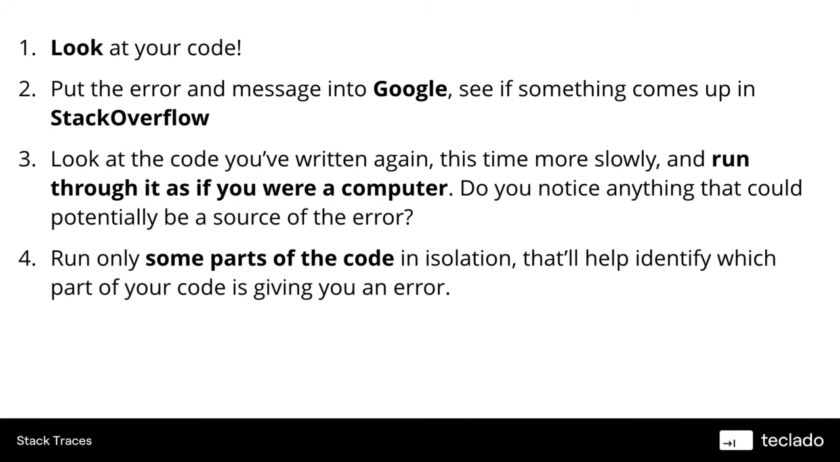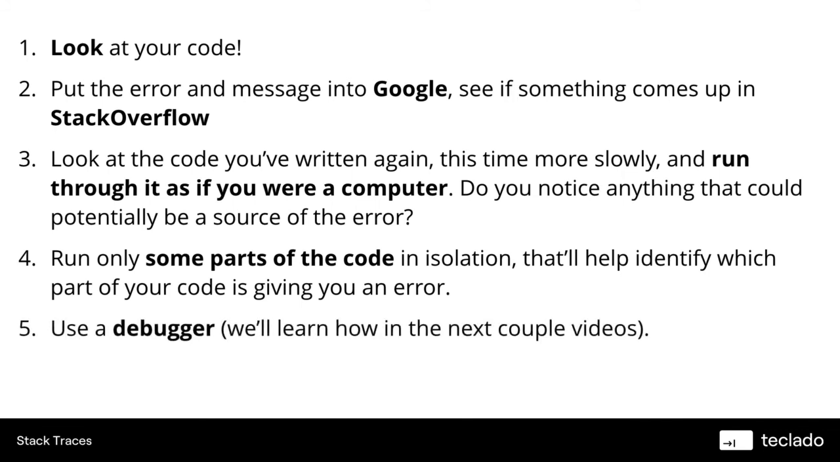And finally, if this doesn't work either, use a debugger. We're going to learn how to in the next couple of videos. PyCharm has an excellent debugger, and we're going to really be using that. That debugger helps you step through your code and identify what variables are. It lets you sort of stop at a certain point in your code and inspect the current status of your program and so forth. It's really useful.